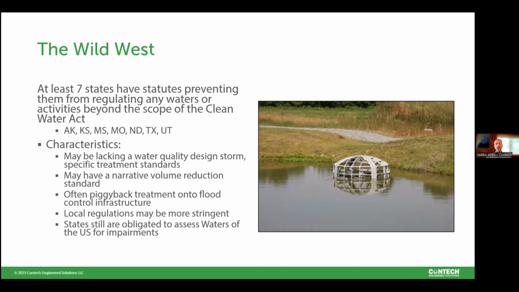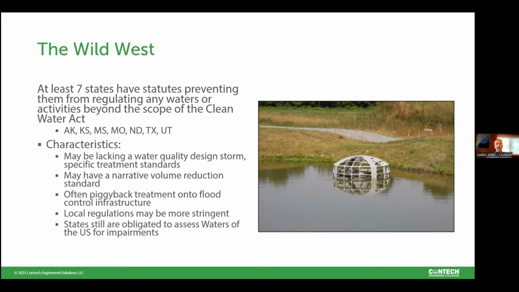In some local areas within Texas, it's a little bit different. Like, for example, the Edwards Aquifer Zone, where they have very specific sediment removal goals and actually have an infiltration prohibition to keep from potentially contaminating the Edwards Aquifer, which is an important water supply feature in the region. So for those 7 states listed there, you're not going to find much in the state level requirements, but there may be something at the local level, hopefully.